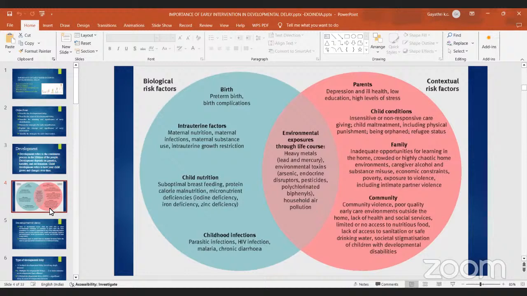It depends upon the combination of the baby and the parents. Between the biological factors and the other factors, the environment is very important for this.